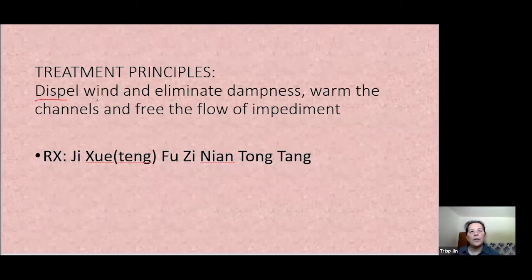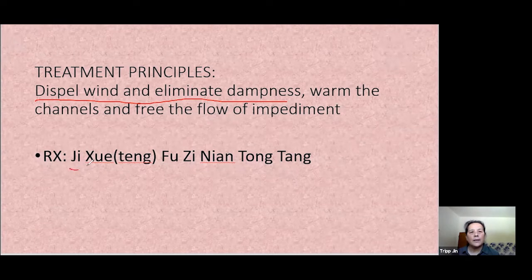Treatment principle: disperse wind and eliminate dampness, warm the channel and relieve pain. So the formula we name it Ji Xue, Fuzi Nian Tong Tang. Ji is a pretty interesting name here. Ji is chicken, Xue is blood. But the formula is not made of chicken blood. We have a herb's name, Ji Xue Teng.